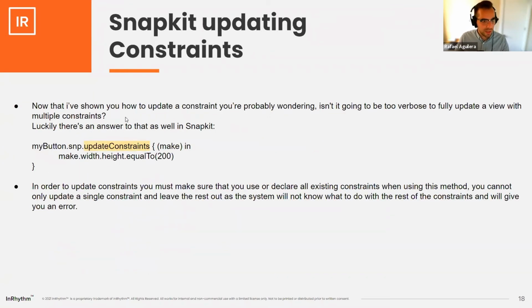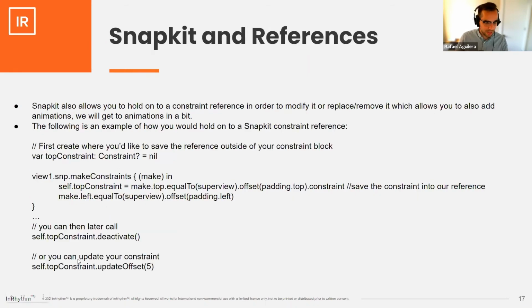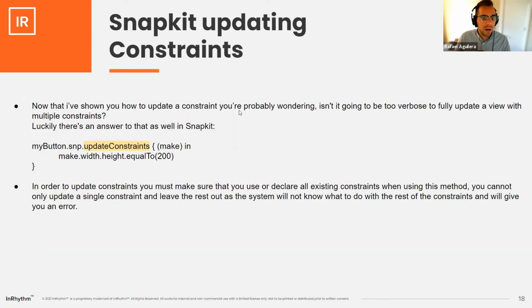So updating constraints, there's the way that I just showed you. You can either update the offset or something like that, or if you want to change constraints completely, instead of doing each and every single one by one, you can simply use update constraints instead. So if you have a button that has a width of 100 and you want to change it to 200, you simply call this and you change it to 200. That's it. Simple as that.